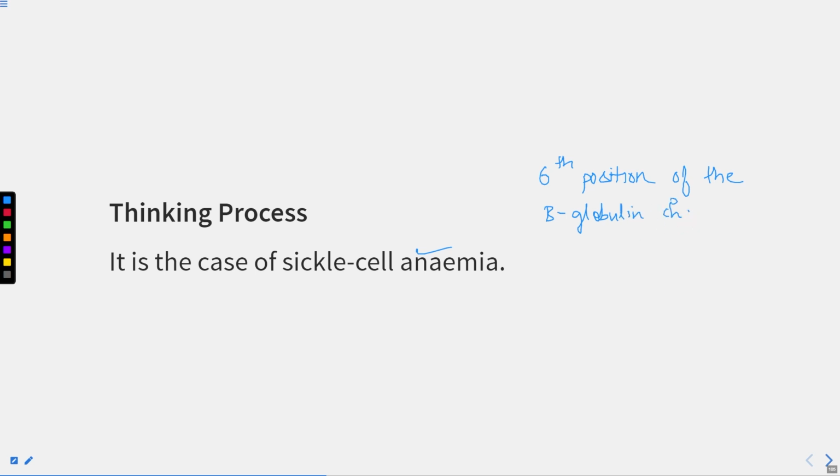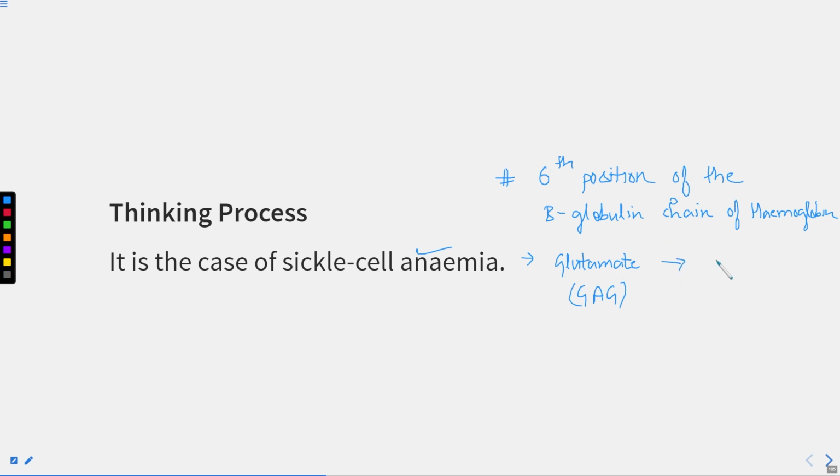There is a change in the sixth position of the beta globulin chain of hemoglobin. Hemoglobin consists of this beta globulin chain. And what happens at the sixth position? Initially, there is glutamic acid or glutamate, which is represented by this GAG.